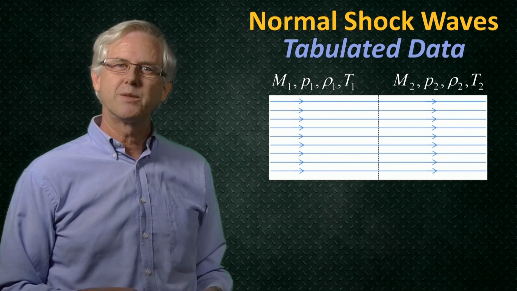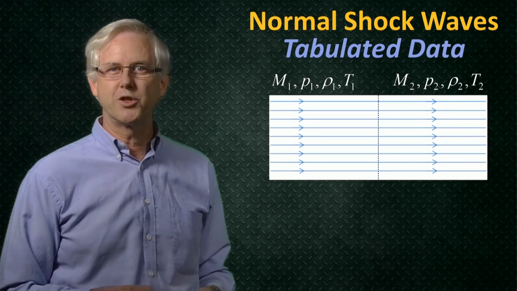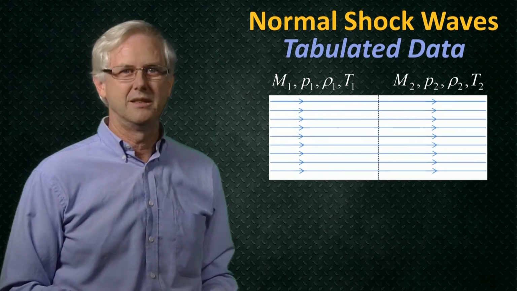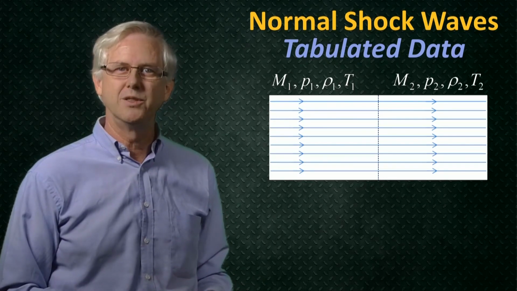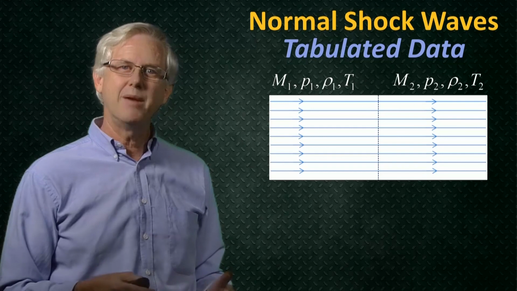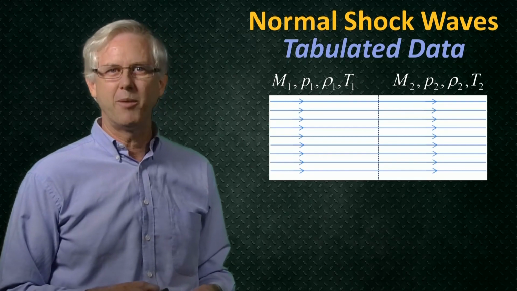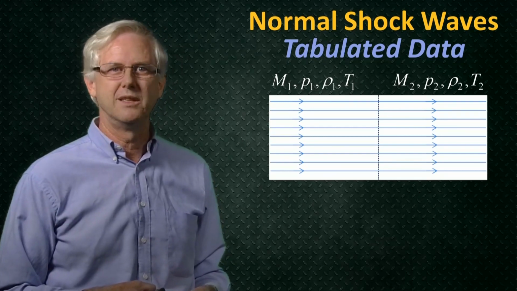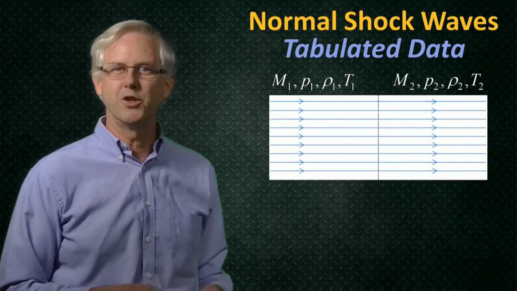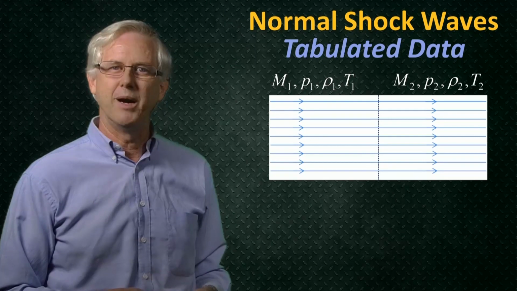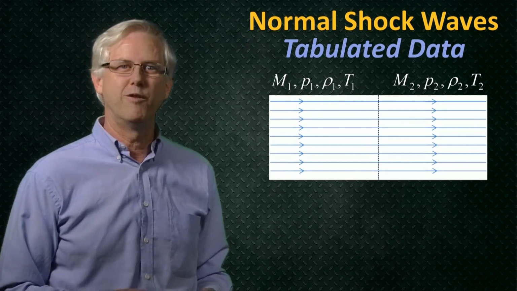You saw that some of the expressions for the ratios of properties across shock waves get a little complicated. Just as you saw with Vince when looking at isentropic flows, you'll be able to find tables of data for the changes in properties across normal shock waves. These are usually presented as a function of the Mach number upstream of the shock wave for a given value of gamma, usually for gamma equals 1.4.